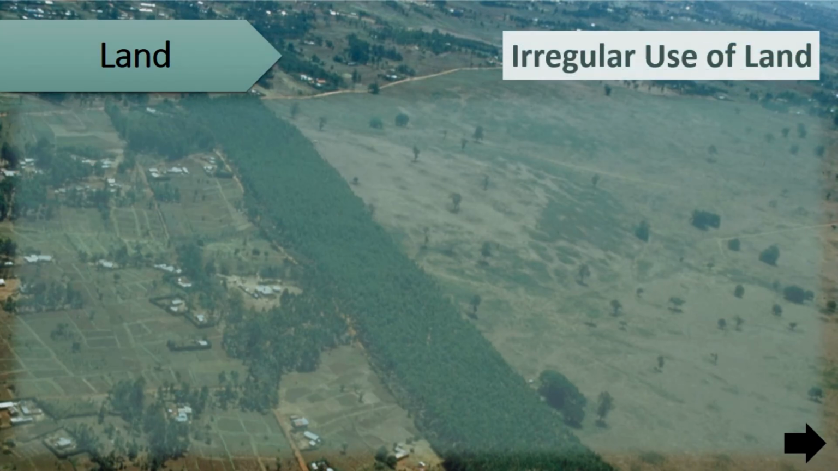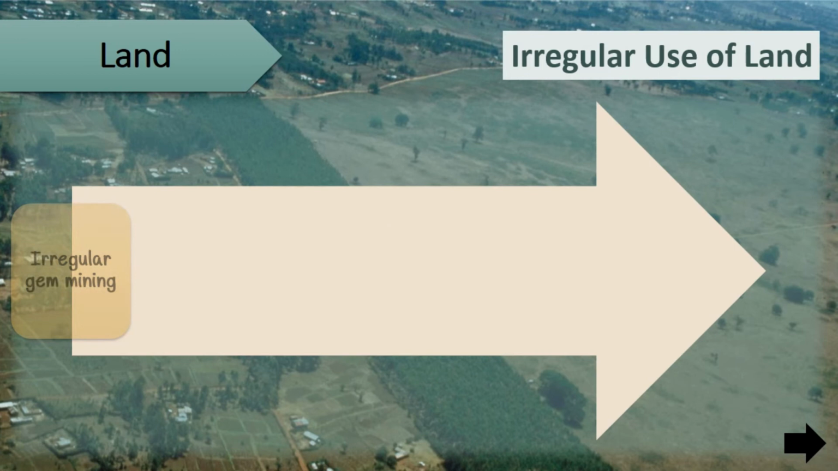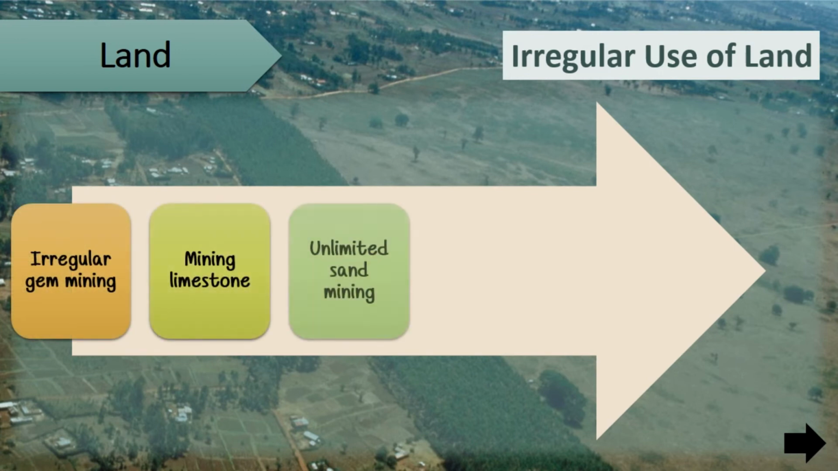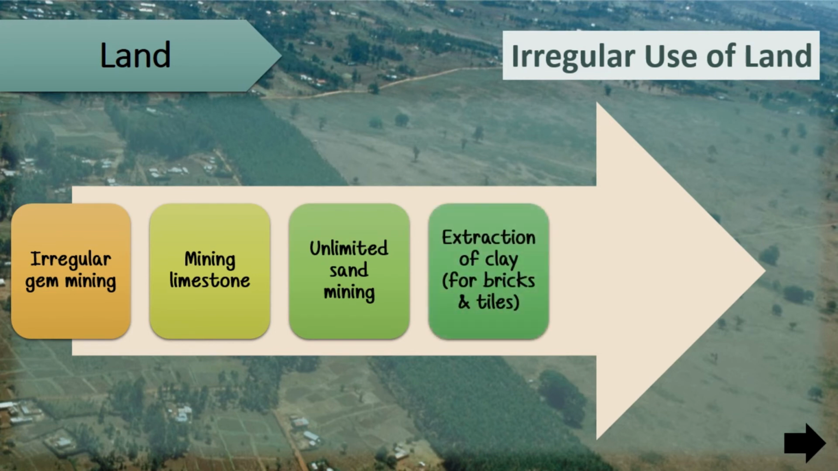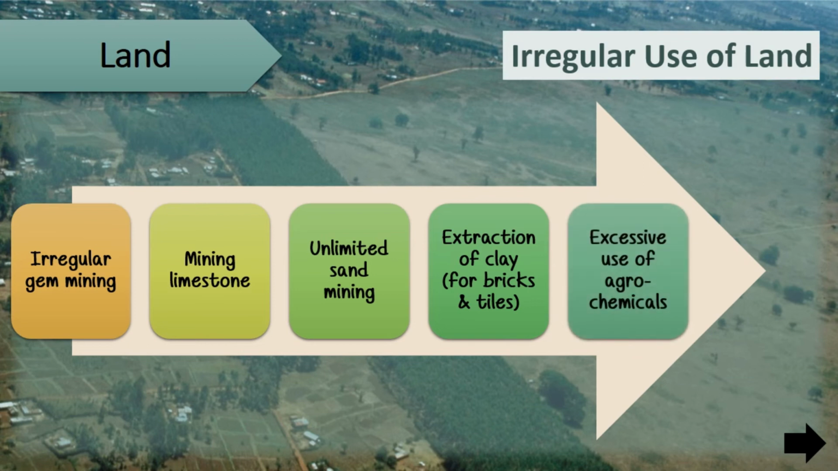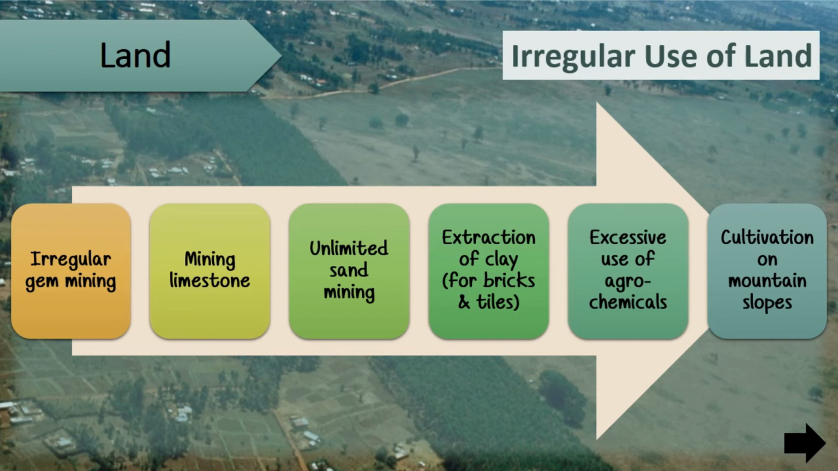Sometimes people use the land in irregular manner. Irregular gem mining, mining limestone, unlimited sand mining, extraction of clay for bricks and tiles, excessive use of agrochemicals, and cultivation on mountain slopes are some examples for irregular use of land.